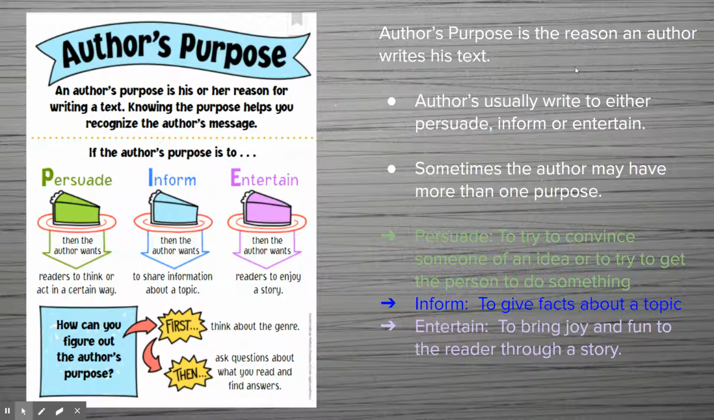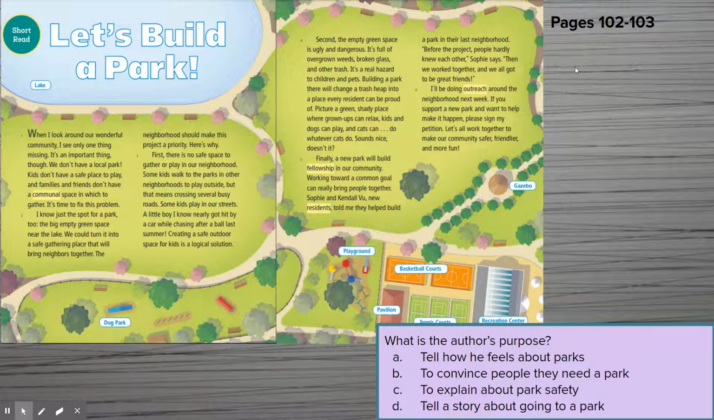So, like I said before, the three reasons that an author may write something is to persuade, to try to convince someone of an idea or try to get them to do something. They might inform you to give you facts about a topic, or they could entertain you to bring joy and fun to the reader through a story. So turn in your book to page 102 and 103. And we're going to read this short read called Let's Build a Park.